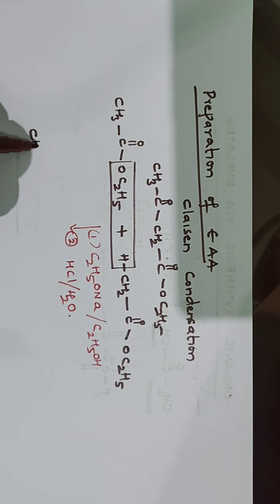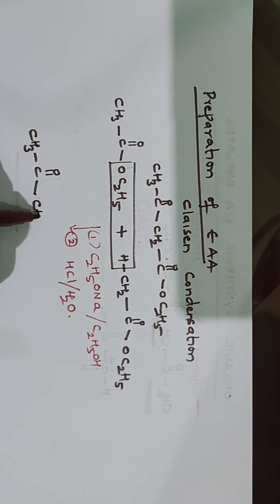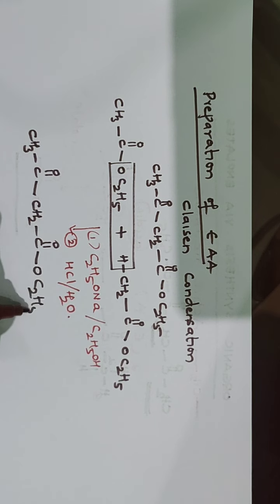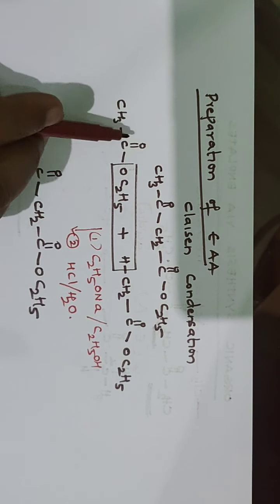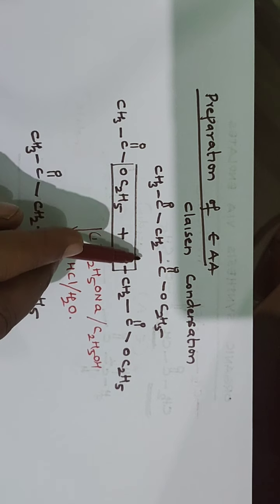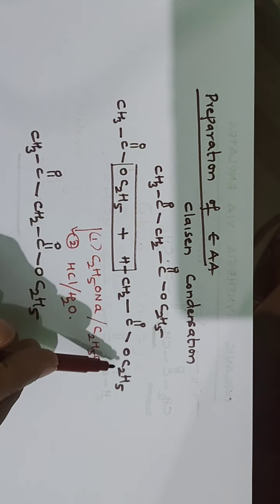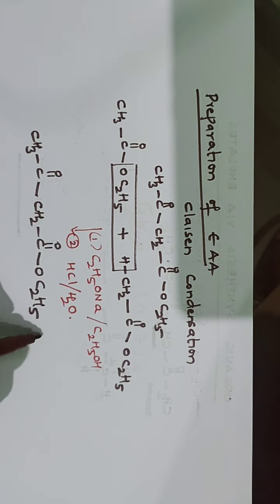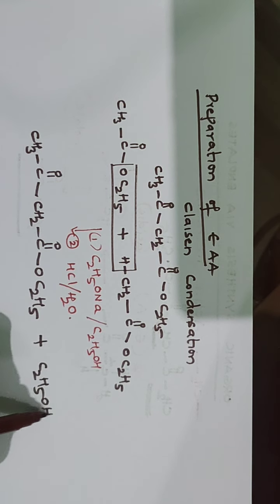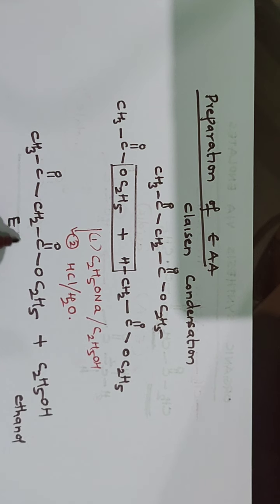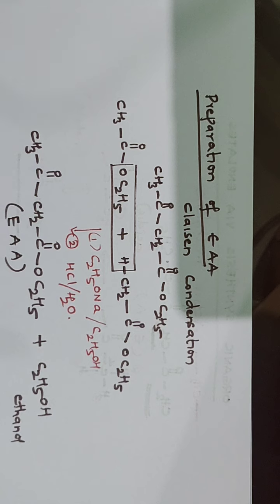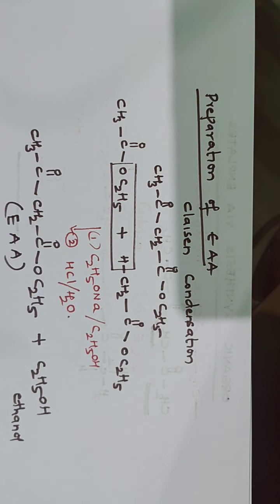Resulting in the formation of CH3C=O, CH2C=O, OC2H5. CH3C=O goes off, CH2C=O, OC2H5, plus this product, that is C2H5OH. Ethanol is obtained. This is ethyl acetoacetate. Let us discuss the mechanism of this.